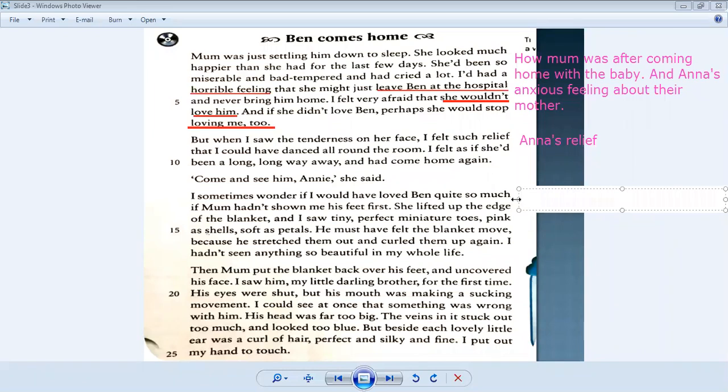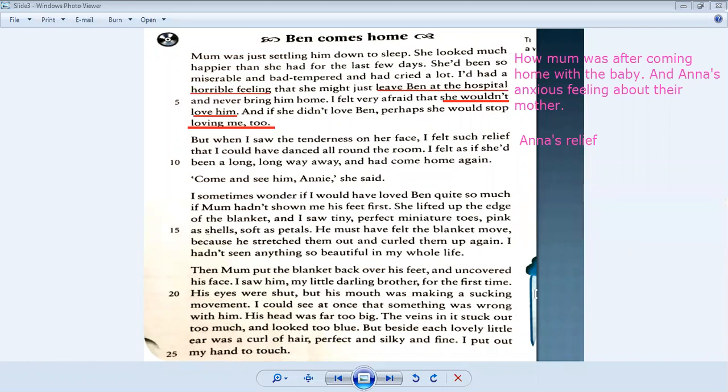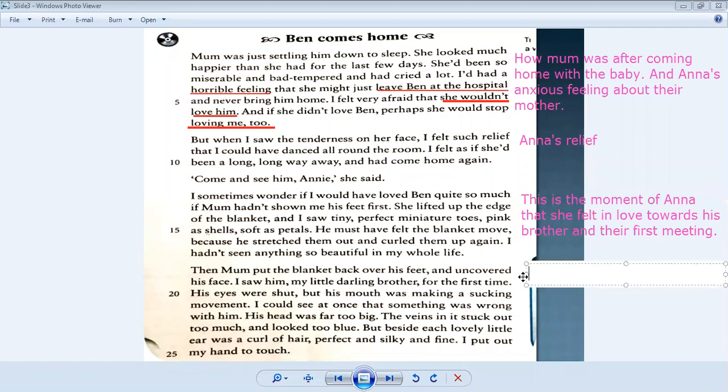"And I sometimes wonder if I would have loved Ben quite so much if I had shot him first." So this is the moment that Anna felt love towards her baby brother, and their first meeting. Okay. So the fourth part is when Mom put the blanket cover.